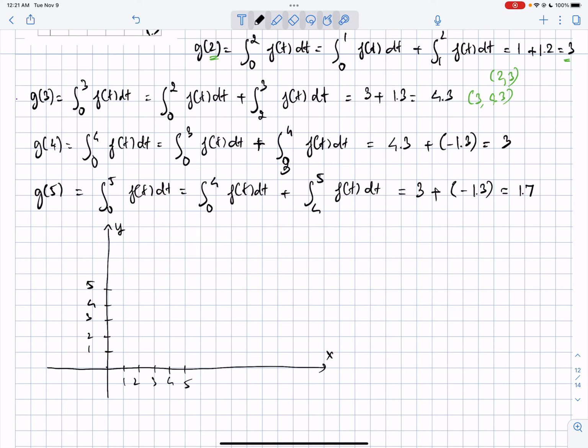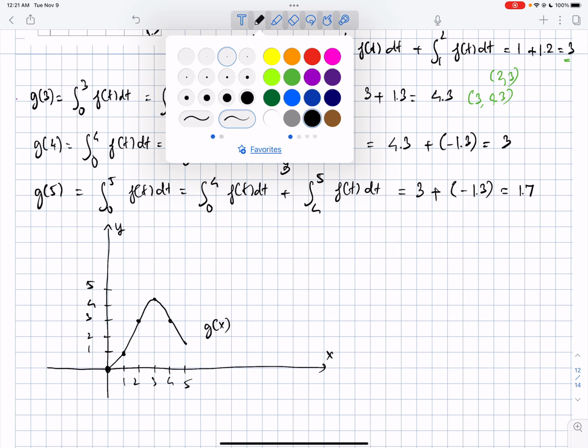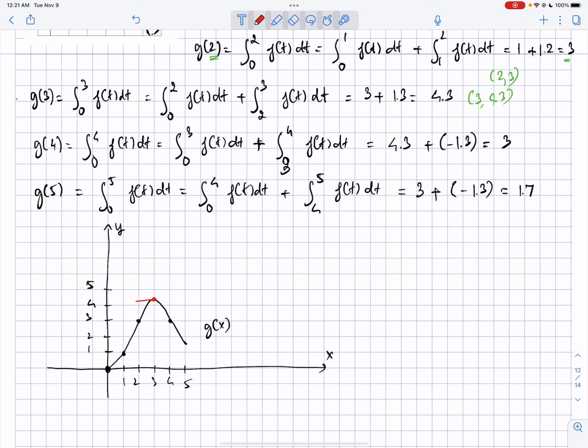All right, so the first points are (0, 0), (1, 1), (2, 3), (3, 4.3), (4, 3), and then (5, 1.7), and then we connect these to make a nice curve. Okay, so this is the function g of x, right? If you notice, at this point we draw the tangent line, and that is horizontal, so the slope is 0.